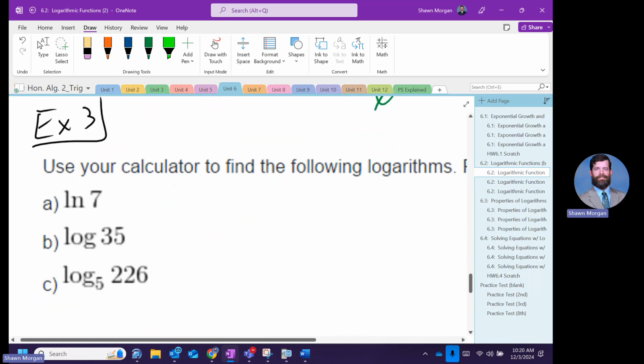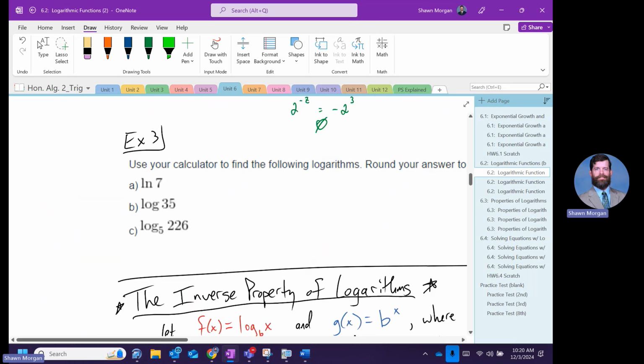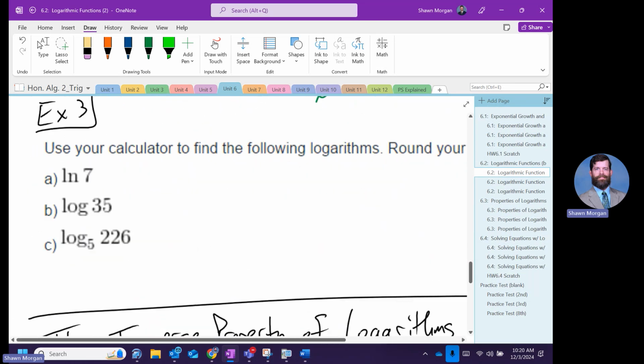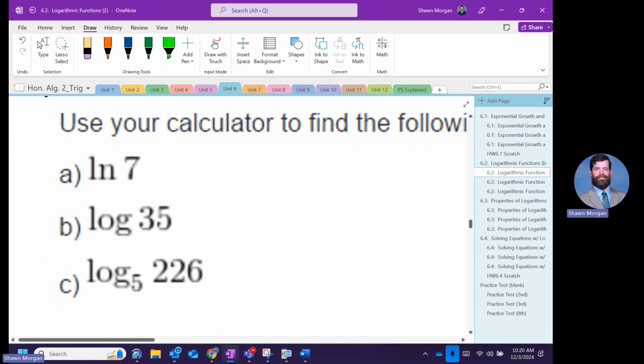All right, so here it is as an exercise. Very quickly, determine what these three are approximately equal to. Practice using your calculator. And do I need to round? Yes, round to the nearest hundredth place.